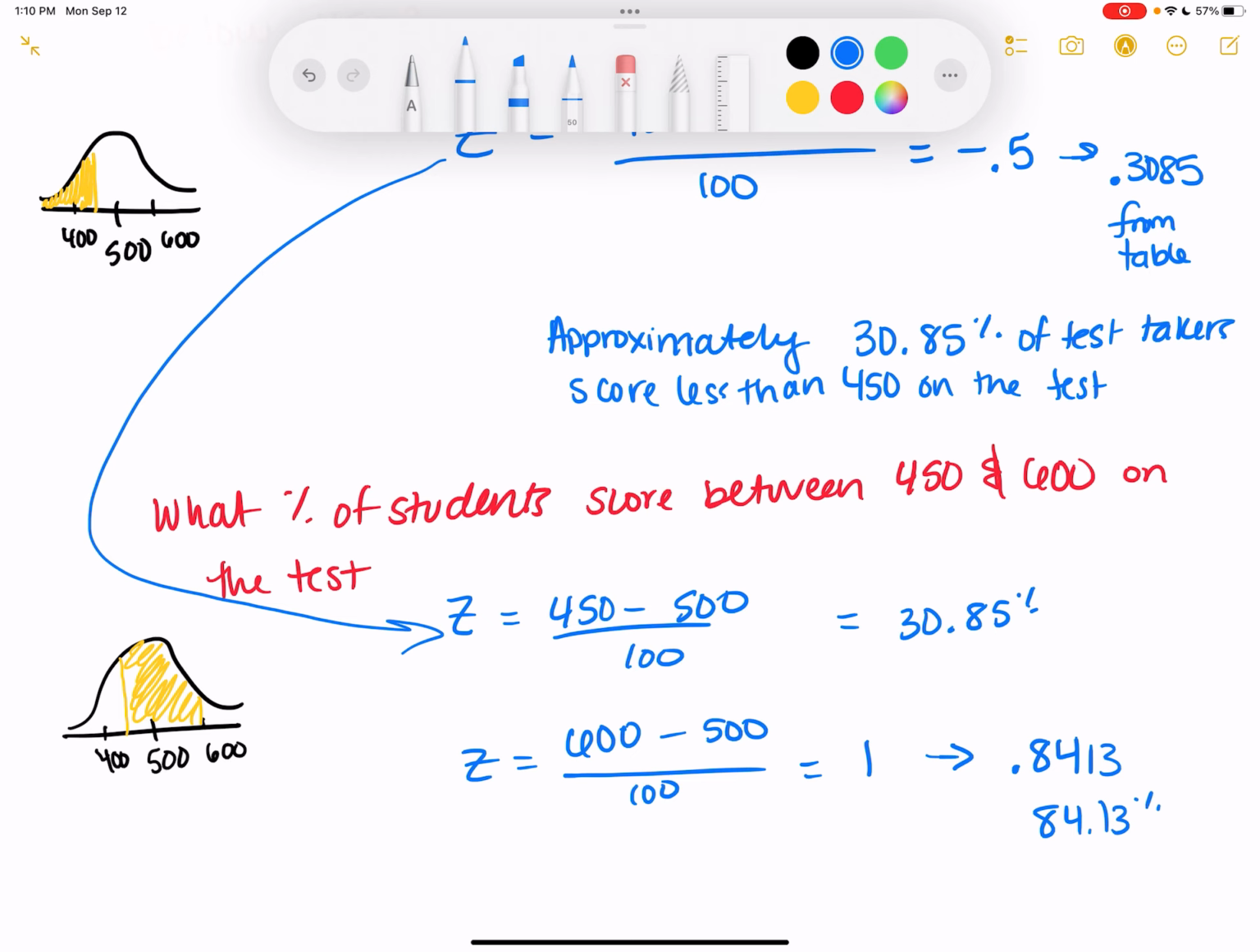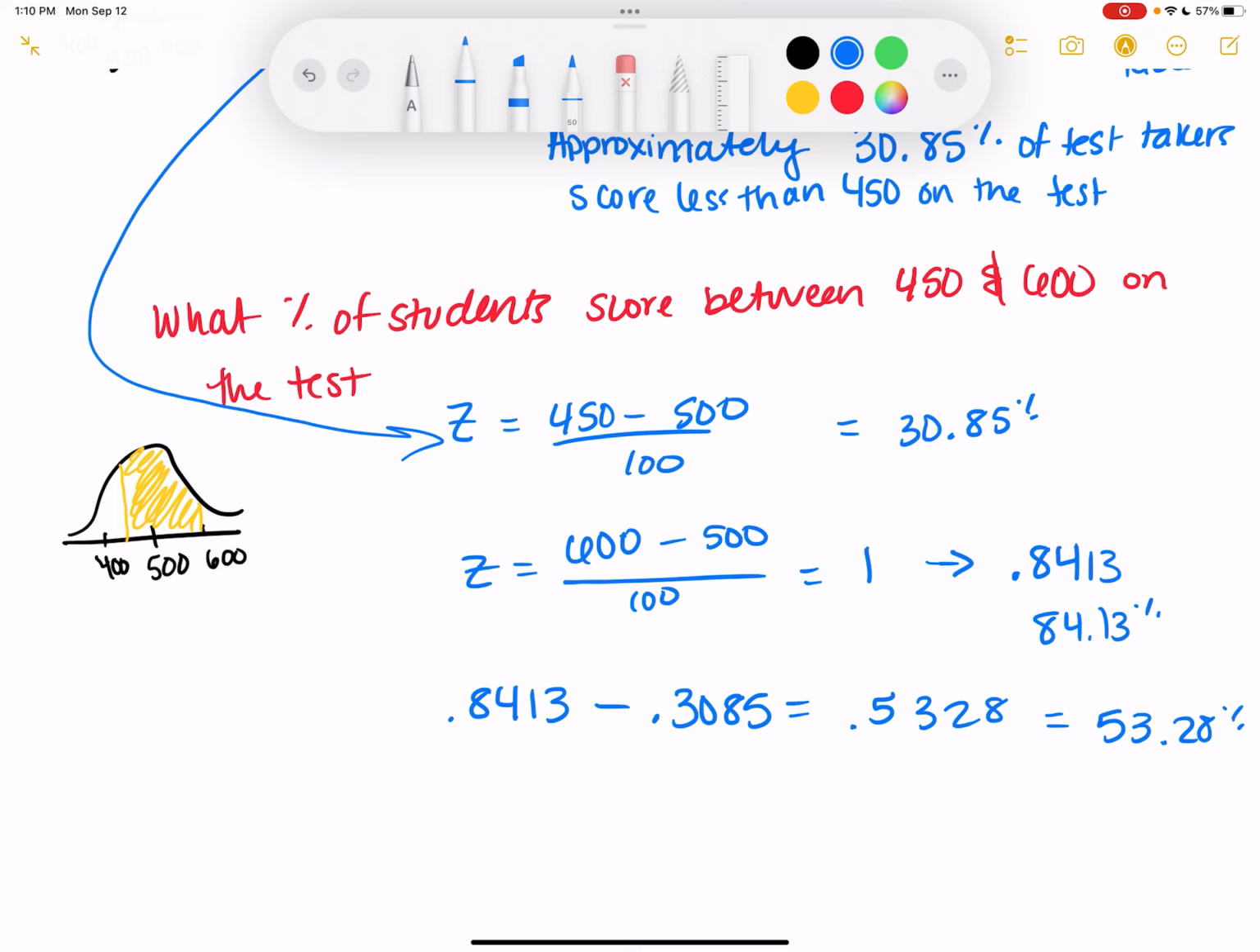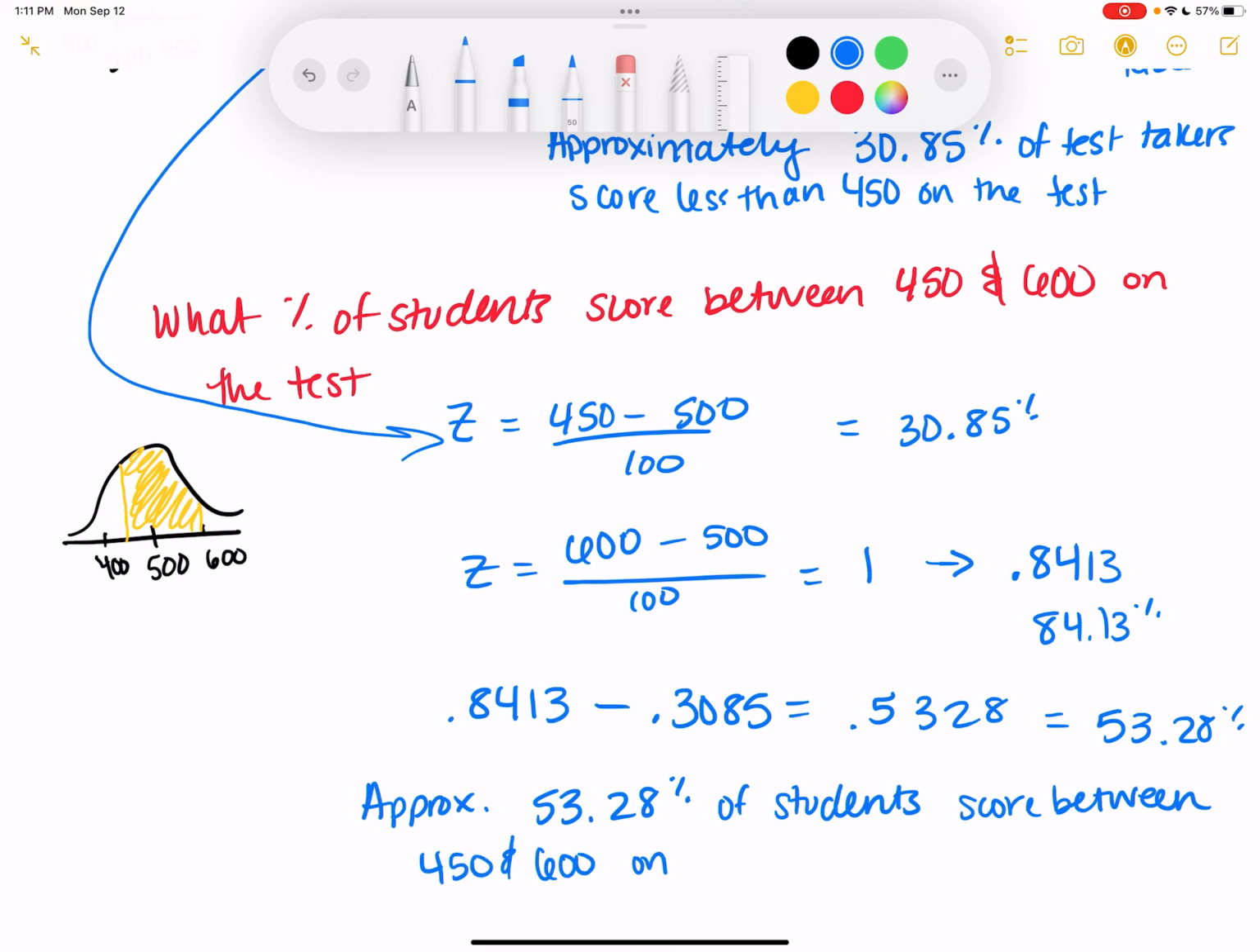I don't know why they don't, but so yeah, the 0.8413, or you could do it as percentages, it does not matter, is going to give you that. So the conclusion then, like we drew above, is that approximately 53.28% of students score between 450 and 600 on the test.